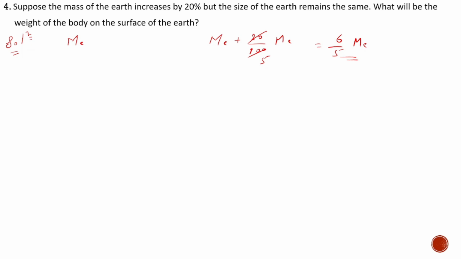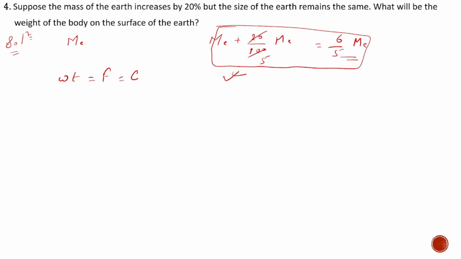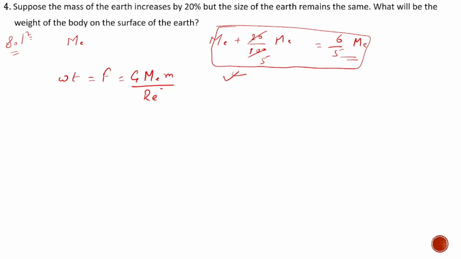Now what will be the change in weight of an object if the mass of earth is increasing by 20%? Okay, this is the question. So let us take the weight of an object as the force by which the earth attracts any object on its surface. So we can write it as G times the mass of earth into the mass of object divided by the radius of earth whole square. Okay, this was the previous weight of the object.